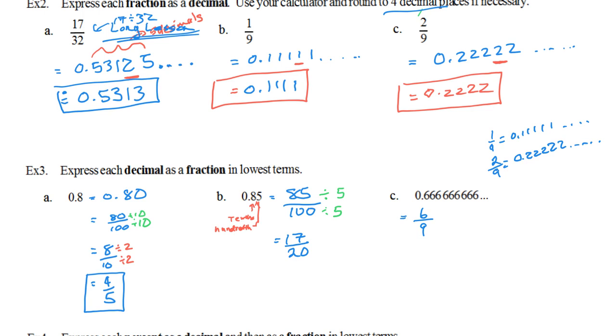So now, since we have 6 over 9, let's divide both the top and the bottom by 3. Dividing the top and the bottom by 3 gives us 2 over 3, and we are done for our final answer. Just put a box around your final answer when you're done. And now let's move on to example 4.